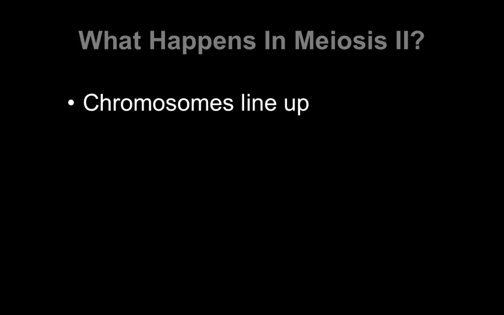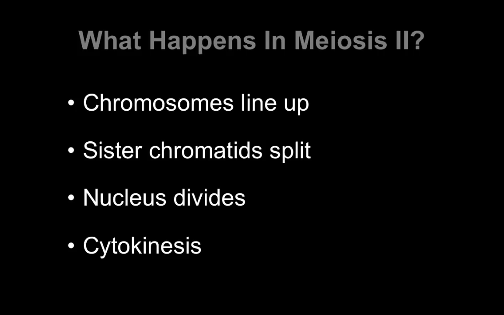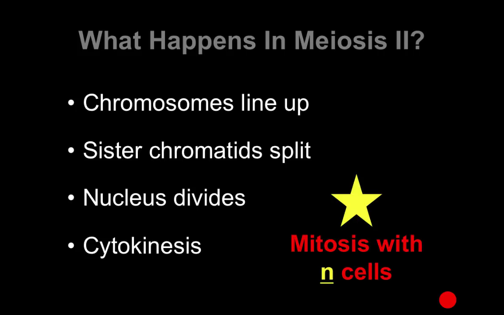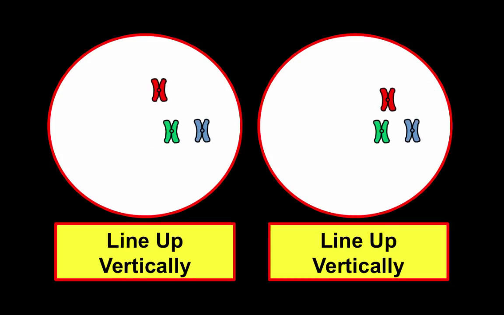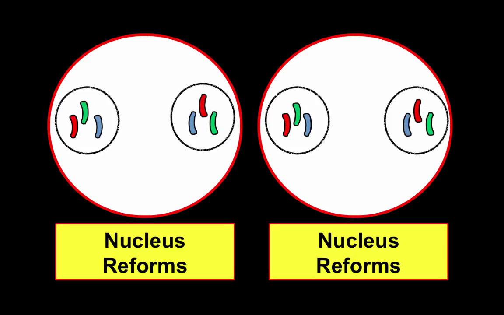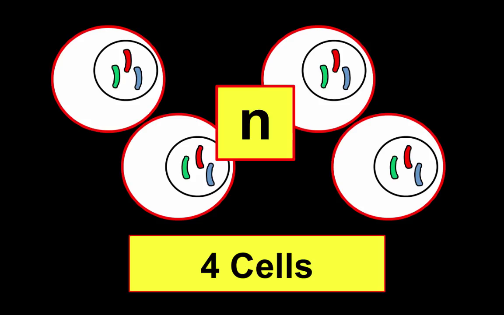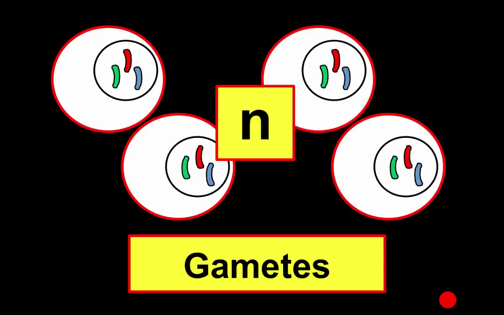So in meiosis II, the chromosomes are going to line up, sister chromatids split, the nucleus divides, and cytokinesis is going to occur, just like mitosis. It is literally mitosis, but with haploid cells. So again, line up just like mitosis, sister chromatids split, nucleus reforms, cytokinesis, and now I have 4 cells that are all haploid, and these are my gametes. So these would be my egg cells or sperm cells. Notice they have half the number of chromosomes that they started with.